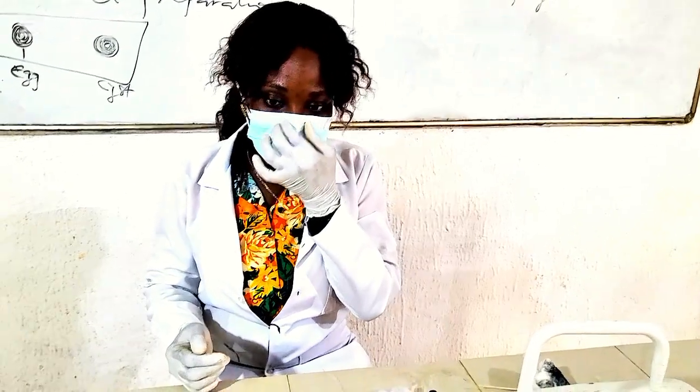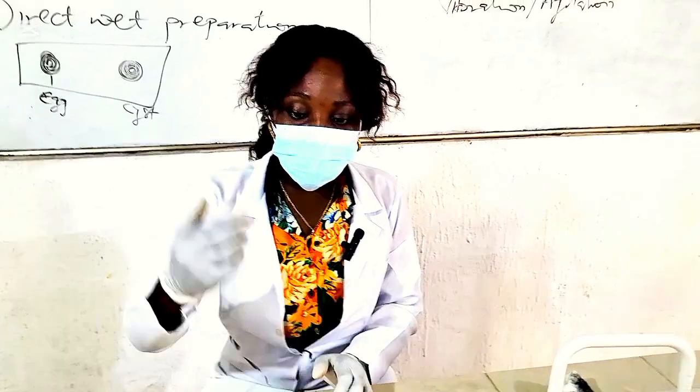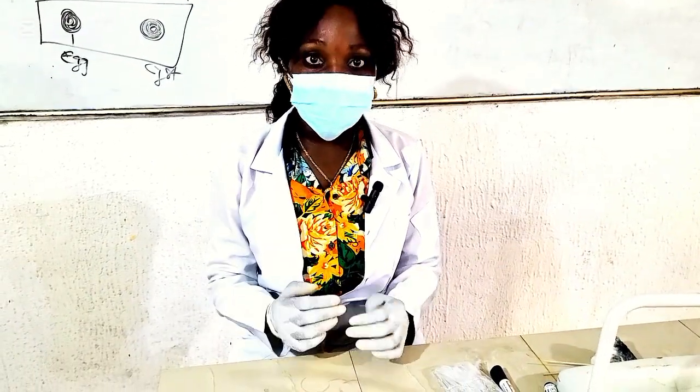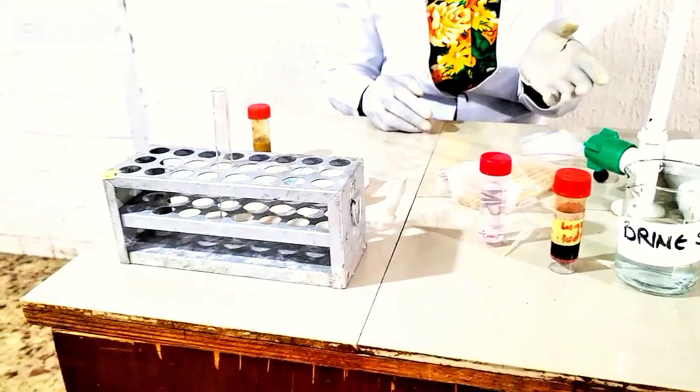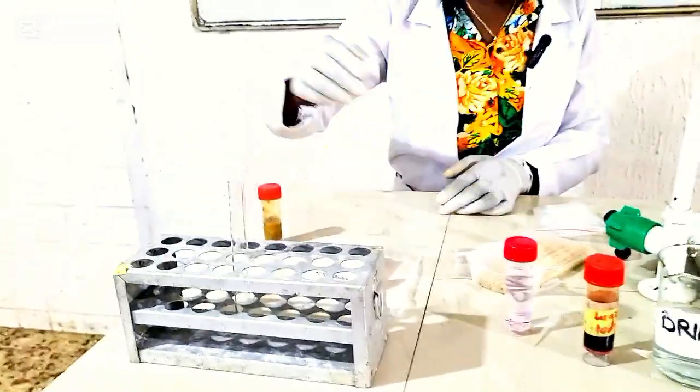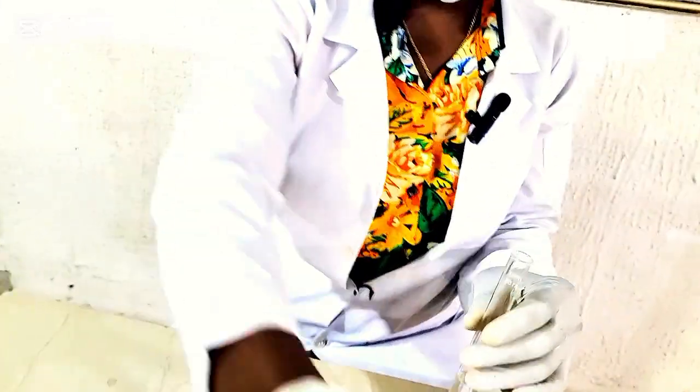All right, so we are done with the direct wet mount. I just want to show you how to do the flotation method. Already, I spoke about it and I told you our solvent is the brine solution, which is saturated salt solution. So now, all we have to do is take a little quantity of the brine solution into our test tube. We will not fill it at this point, so we can mix very well.